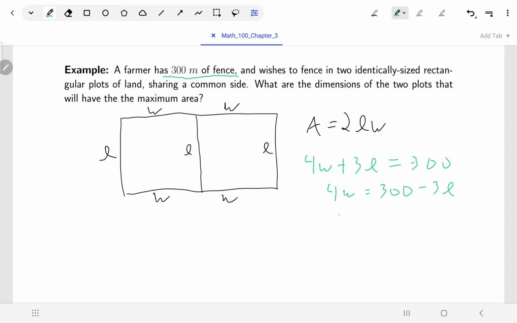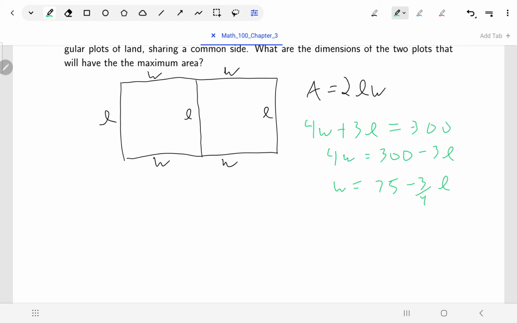and then dividing by 4 to get W is 75 minus 3/4 length. Right now, this is going to take a little moment to think about what this is telling us. So if you're thinking about the values that you could have for length, we know that for sure length couldn't be any smaller than 0, because of course then it's not a length.